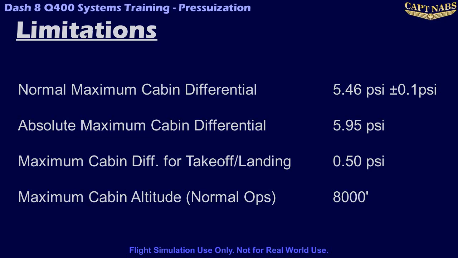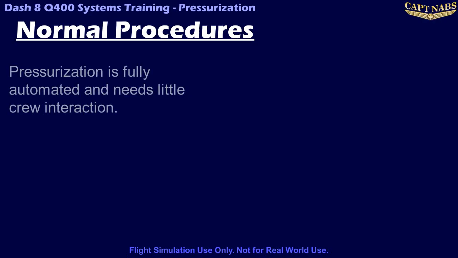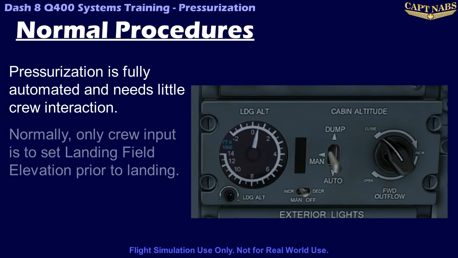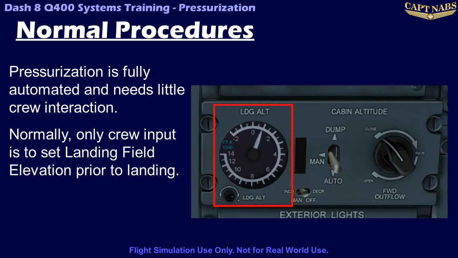Under normal procedures, the operation of the pressurization system is almost completely automatic, controlled by the CPC, according to the cabin altitude schedule. The only setting that needs to be adjusted by the crew is the landing field elevation selection. This is set depending upon the airline, either prior to departure or prior to top of descent as part of the approach briefing.